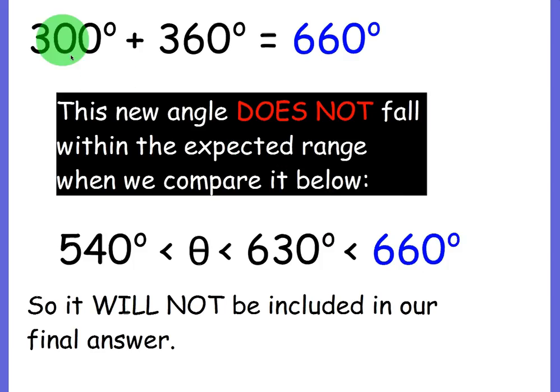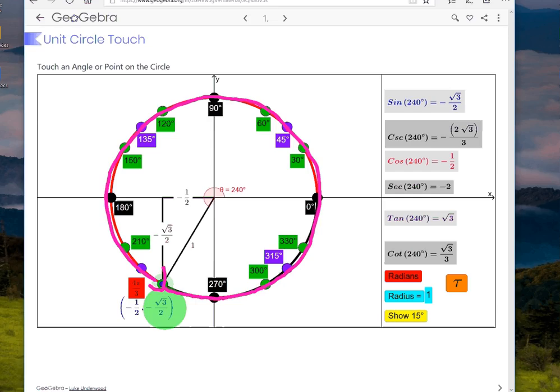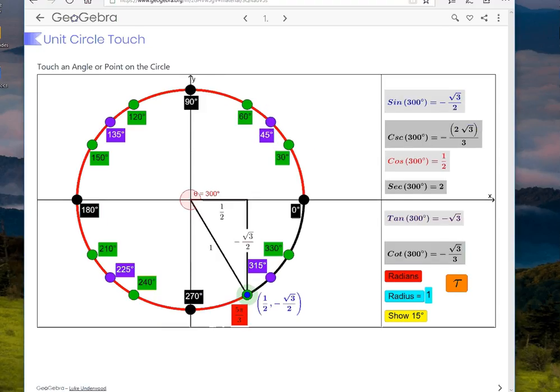Nothing in between will work because that would be less than a complete rotation. It wouldn't be the same point. So this is what we're saying. 300 works for negative radical 3 over 2, but if we try to go 360 around, we get 660, which doesn't fall within that range, so it won't work.